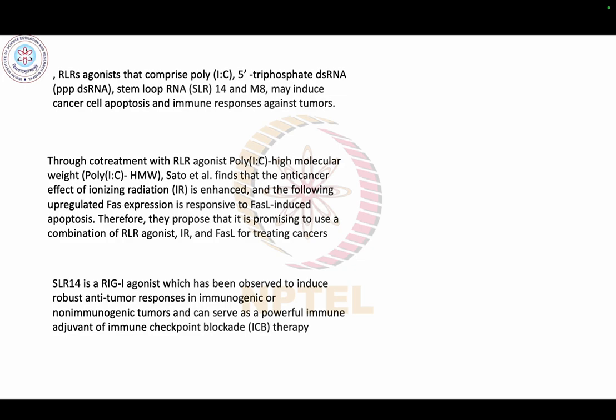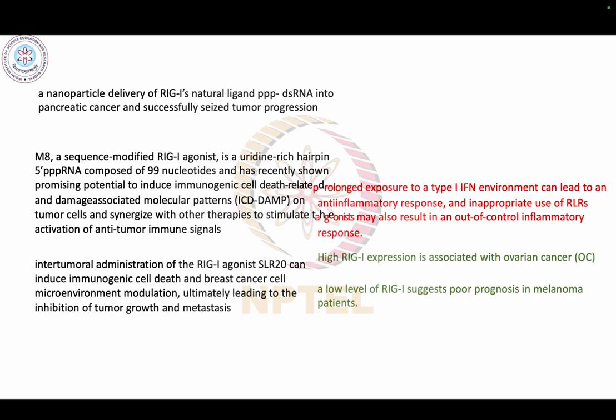SLR14 is a RIG1 agonist which has been observed to induce robust anti-tumor responses in immunogenic or non-immunogenic tumors and can serve as a powerful immune adjuvant of immune checkpoint blockade therapy. Nanoparticle delivery of RIG1's natural ligand, PPP double-stranded RNA, into pancreatic cancer successfully ceased tumor progression. M8, a sequence-modified RIG1 agonist, is a uridine-rich hairpin 5' RNA composed of 99 nucleotides and has recently shown promising potential to induce immunogenic cell death related damage-associated molecular patterns on tumor cells and synergize with other therapies to stimulate the activation of anti-tumor immune signals. Intratumoral administration of the RIG1 agonist SLR20 can induce immunogenic cell death and breast cancer cell microenvironment modulations, ultimately leading to the inhibition of tumor growth and metastasis.